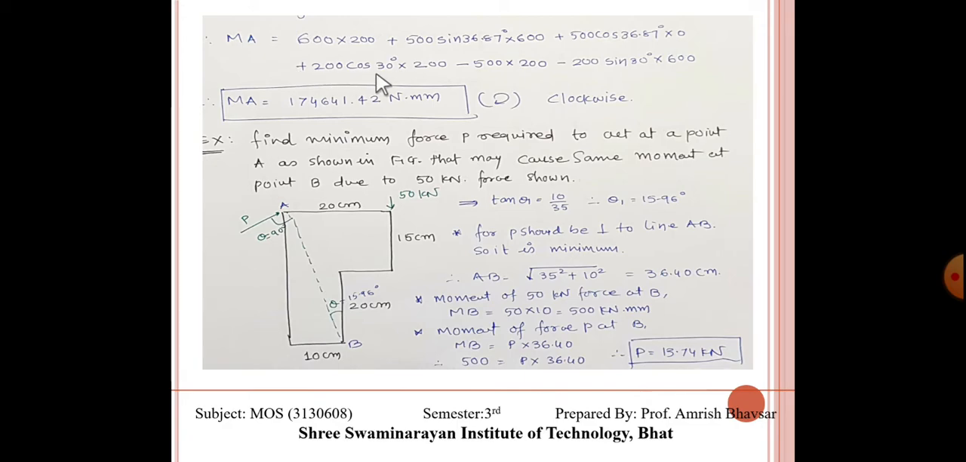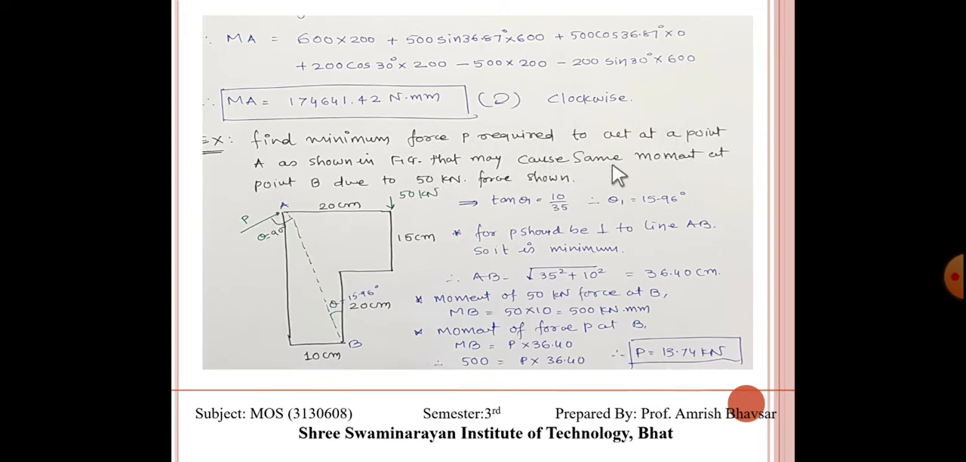Now 200 cos 30, that is clockwise, so it is multiplied with 200, minus 500 into 200, and minus 500 sin 30 into 600. So we will get the moment at A is equal to 174,641.42 Newton meter. The answer is positive, so our moment is clockwise. Clear?